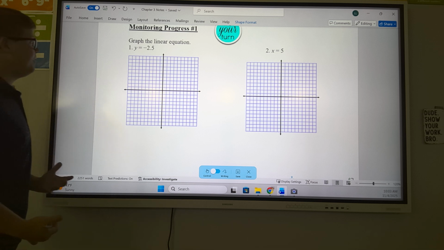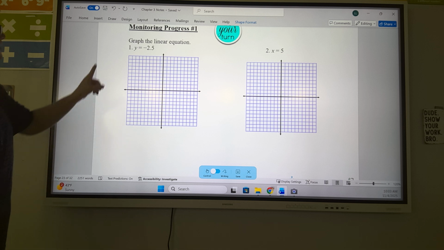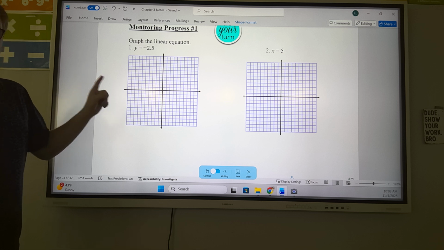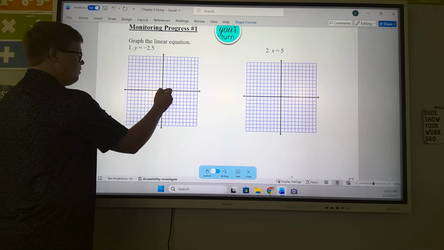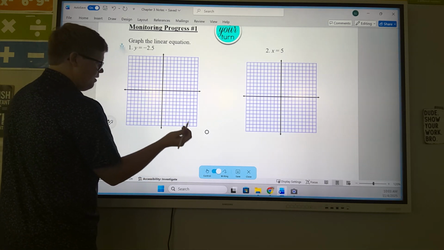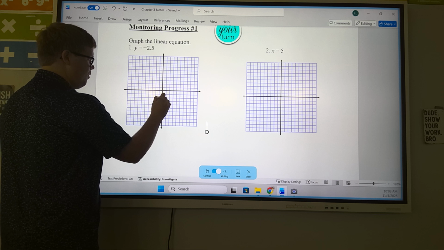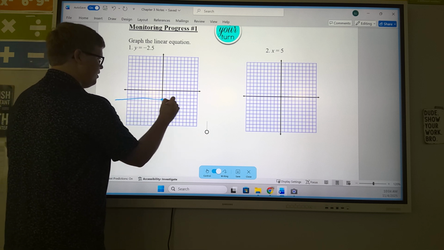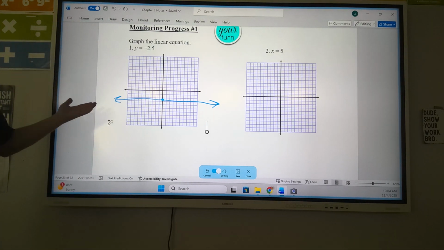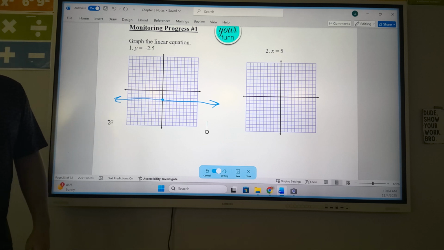Okay, hopefully you've already done that. We look at y equals -2.5. That tells us our y-intercept, where it's crossing the y-axis, is at -2.5. So we go down 1, 2.5, kind of in between 2 and 3 on the y-axis. Make our point, and it has to be a straight horizontal line because it's just crossing the y-axis one time. And I know it's not very straight, but you guys get the point.